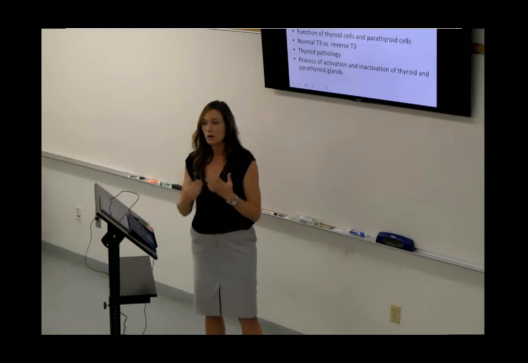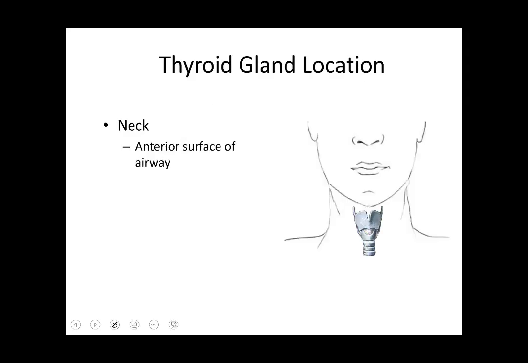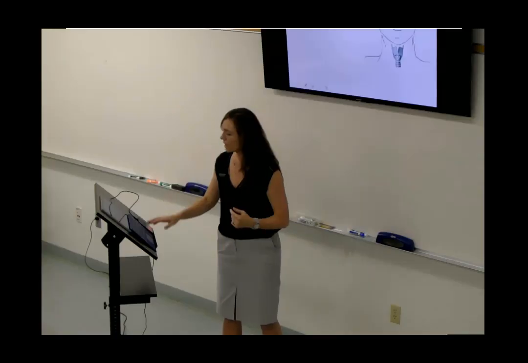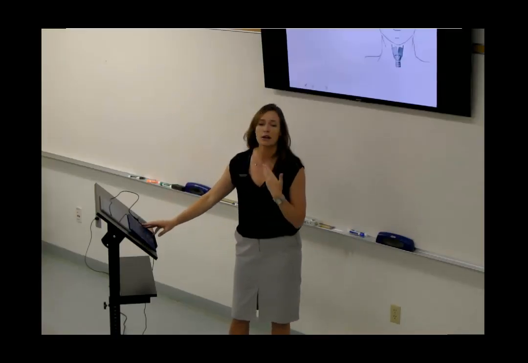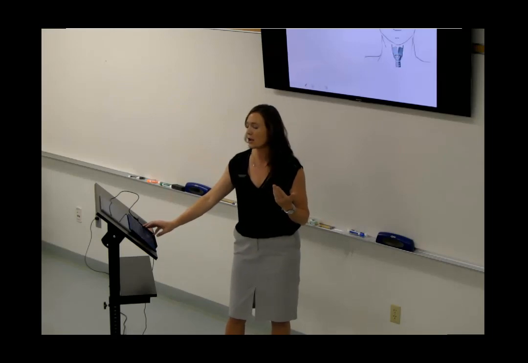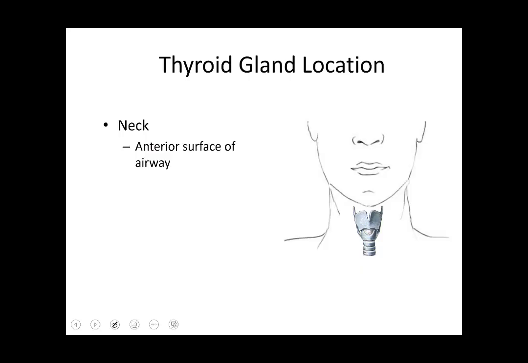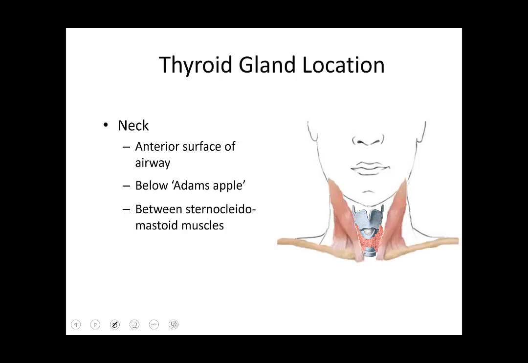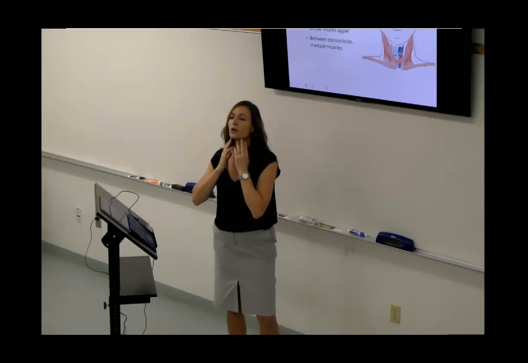Okay, so then we're going to move on to the thyroid gland and parathyroid. Most people are aware that the thyroid gland is in the neck. It's on the anterior surface, right in front of the trachea, right below the cricoid cartilage. This is the thyroid cartilage, which is the Adam's apple, and this is the cricoid cartilage right below that. So we can see where the thyroid gland is placed. It's right below the Adam's apple, right between where the sternocleidomastoid muscles sit. It's a little lower than I think people expect it to be.